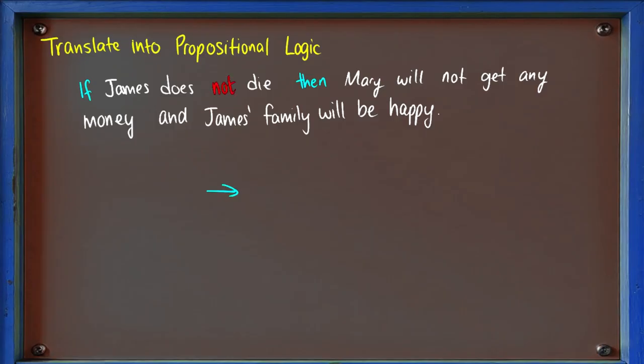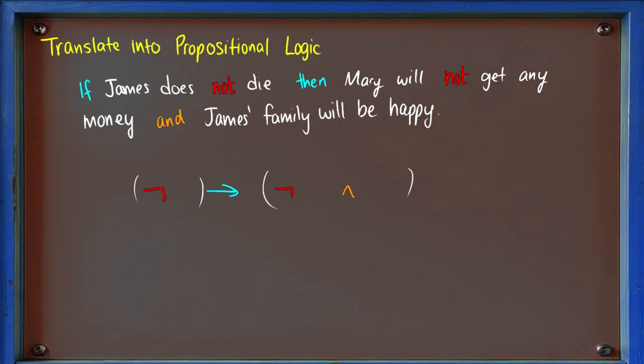If James does not die, oh, I see a not in here, so let me put that in red. Then Mary will not get any money. I see another not there, that is another connective. And, oh, there's an and, so let's do and in orange. James' family will be happy. So what I see here is an if-then statement with James does die with a not in there, so we're going to have not something. Then Mary will not get any money, so there's a not there. And then there's something else.